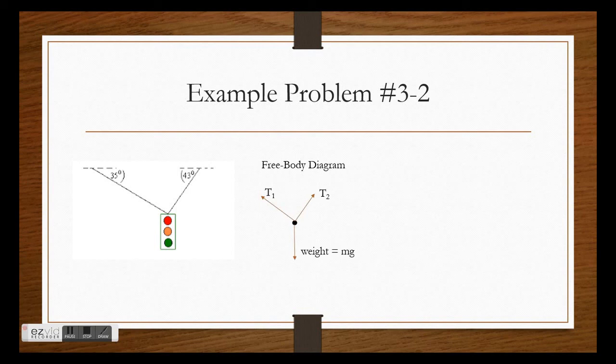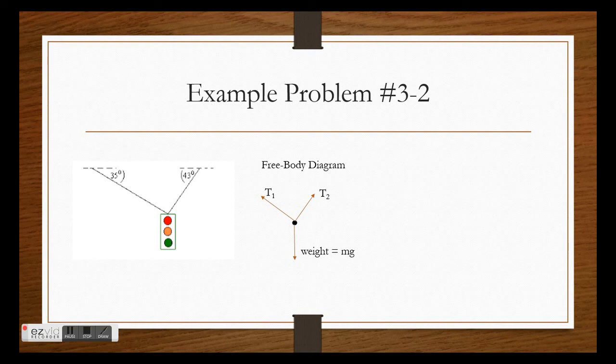And if you draw the free body diagram, I'm going to call cable 1 the one on the left, cable 2 the one on the right. We have three forces. One is the weight of the stoplight, which is just its mass times the acceleration of gravity. The second is the tension on the cable on the left, which I'm going to call T1, and the third is the tension on the cable on the right, which I'm going to call T2.